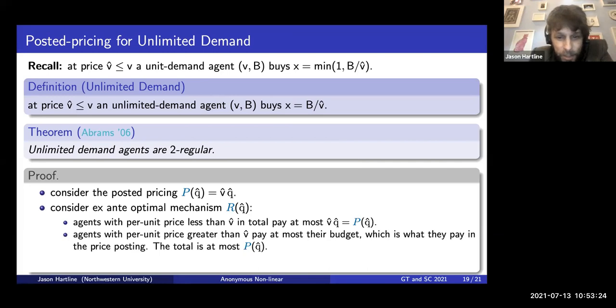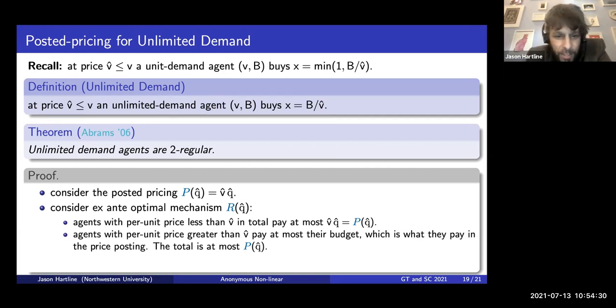Great. Now let's look at agents with per unit price greater than V hat. Well, look, no agent pays us more than their budget. But these agents are unlimited demand agents, and they had a per unit price greater than V hat, and they were buying. Which means when we post price V hat to them, they're going to spend their entire budget, which is what happens with limited demand agents. If we post a price V hat less than V, they spend their entire budget. So if they spent their entire budget when we posted price V hat, they can't spend more than their budget in the optimal mechanism. So again, the contribution to the revenue of R of Q hat from these agents is at most the posted pricing revenue, P of Q hat.